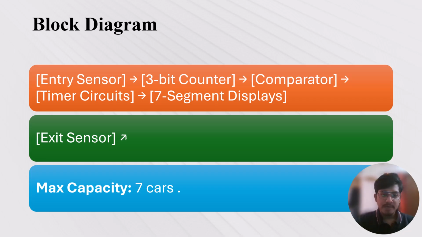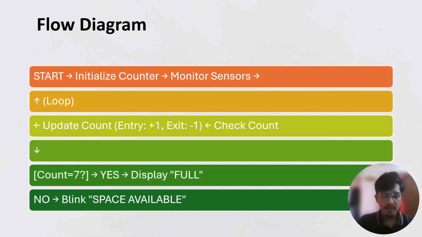The next step is the block diagram. Here we can see that at first we have the entry sensor, then the 3-bit counter, then the comparator, then the timer circuit, and then the 7-segment display. Then we use the exit sensor, and we can see that the max capacity is 7 cars. Now I will explain the flow diagram.